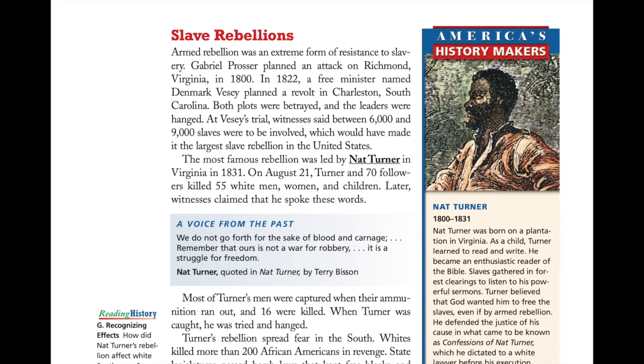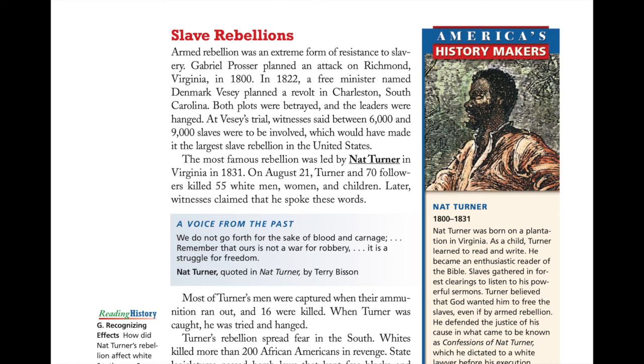Slave rebellions. Armed rebellion was an extreme form of resistance to slavery. Gabriel Prosser planned an attack on Richmond, Virginia in 1800. In 1822, a free minister named Denmark Vesey planned a revolt in Charleston, South Carolina. Both plots were betrayed and the leaders were hanged. At Vesey's trial, witnesses said between 6,000 and 9,000 slaves were to be involved, which would have made it the largest slave rebellion in the United States.